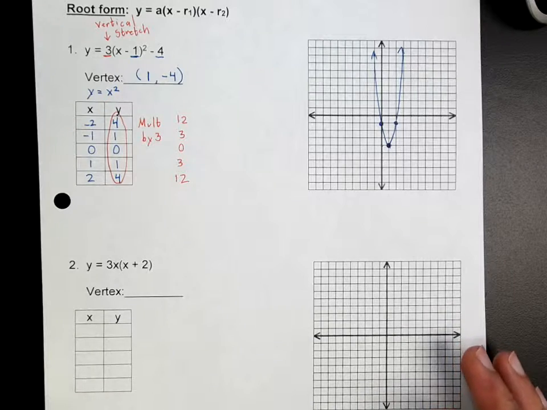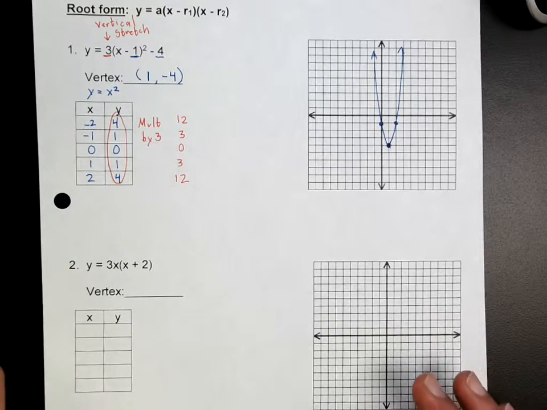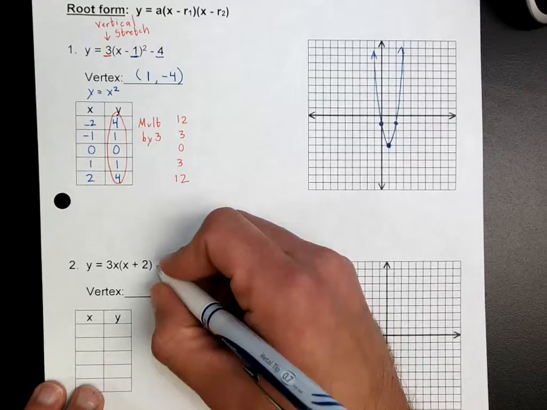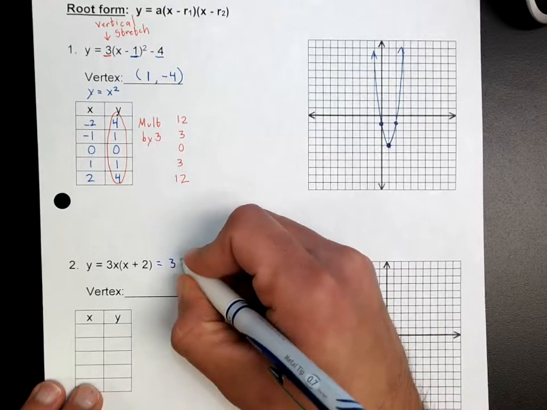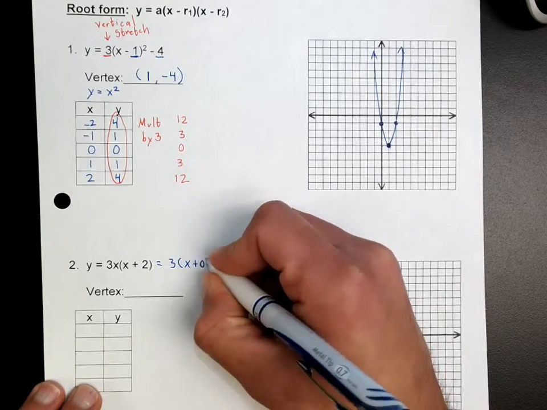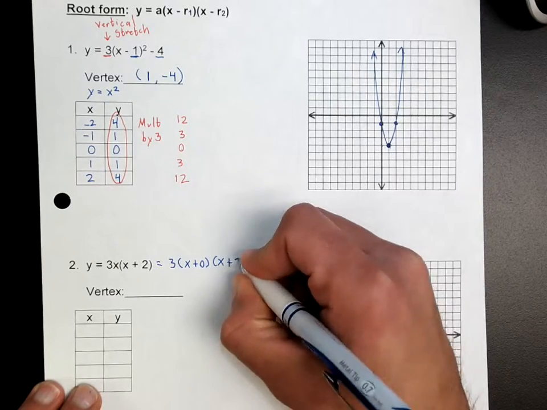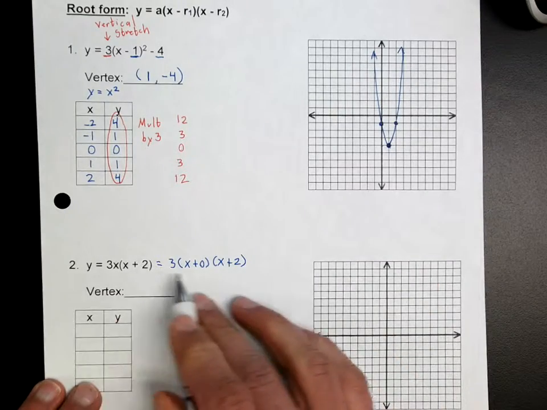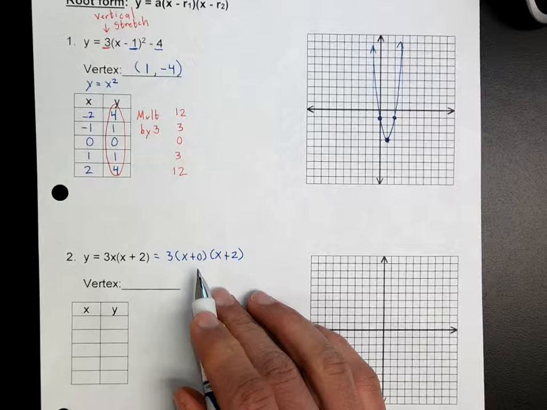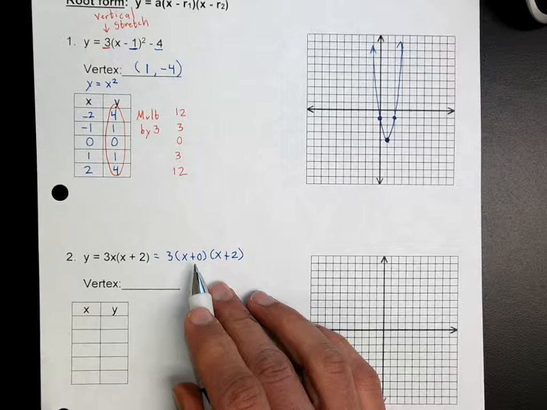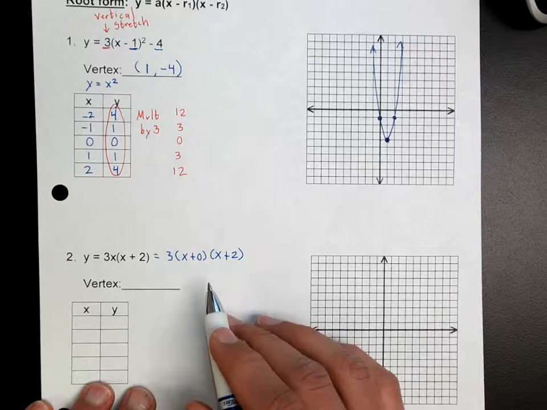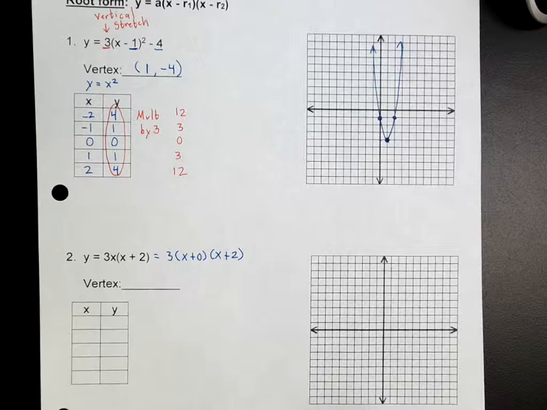Now the next one is kind of weird when you first look at it because it doesn't look like a quadratic function. However, I can rewrite this in this form. I have 3x plus 0, x plus 2. Notice that I haven't really changed this, mathematically speaking. If I add a 0 to anything, it doesn't change it. But now I can tell that this is a quadratic function in the root form.